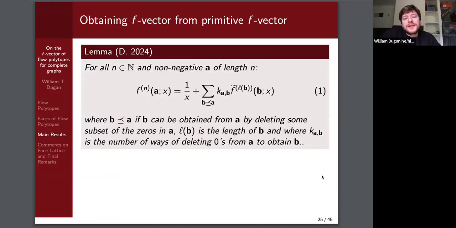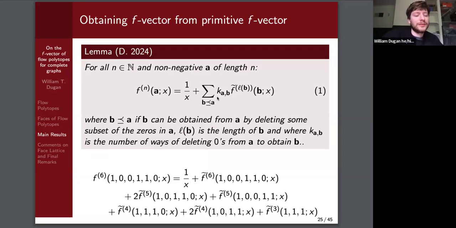Yeah, so then we're able to state our first result. You might be thinking, okay, you promised me F vectors. Why are we talking about primitive F vectors? Well, the answer is that we can completely reconstruct the F vector from this new definition of primitive F vectors, and we do so like so. The statement looks technical, but it's actually very nice. We're interested in the F polynomial. We sum over netflow vectors B that are less than A, where B is basically obtained from A by deleting some subset of the zeros in A. Then we look at the primitive F polynomial of that B, and K_{A,B} is just the number of ways of deleting those zeros. So it's a very combinatorial problem.